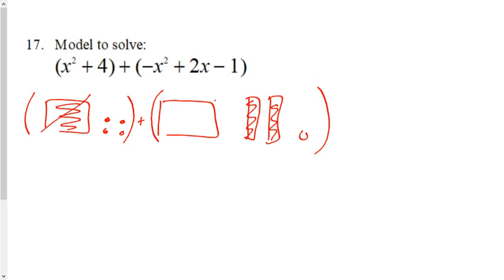This plus this makes nothing. 2x is left by itself, taken care of. 4 positives and 1 negative make 3 positives because that and that make a 0. And you end up with 2x plus 3 as a solution.